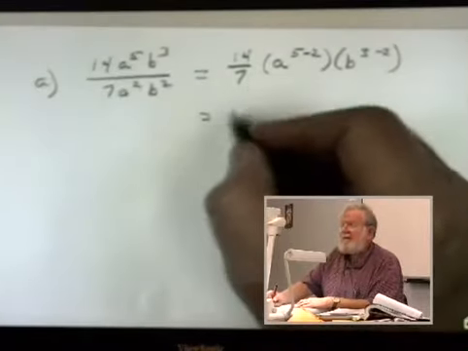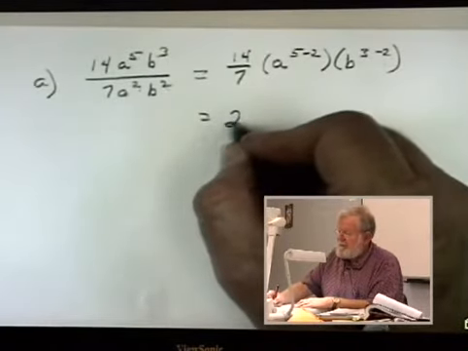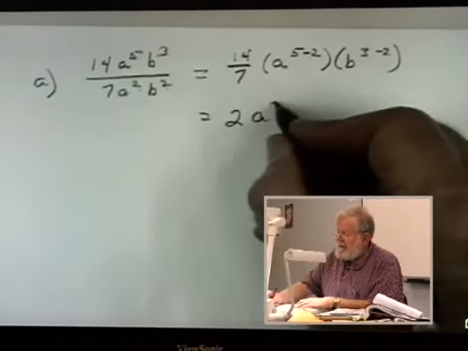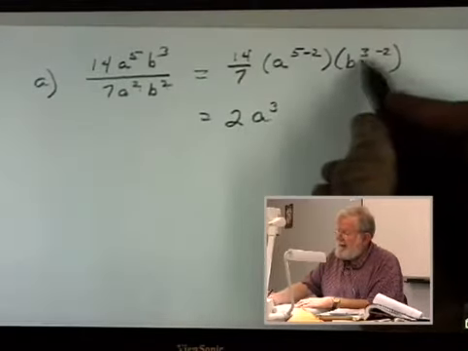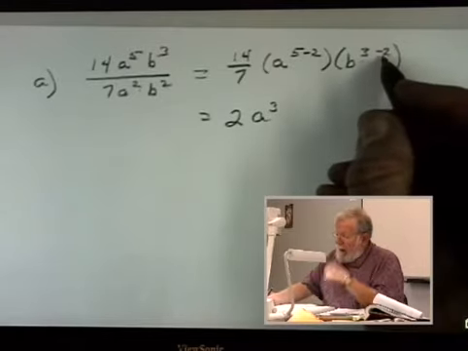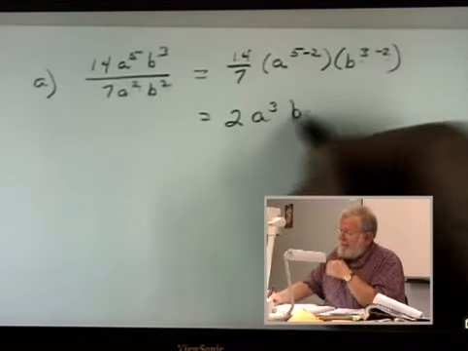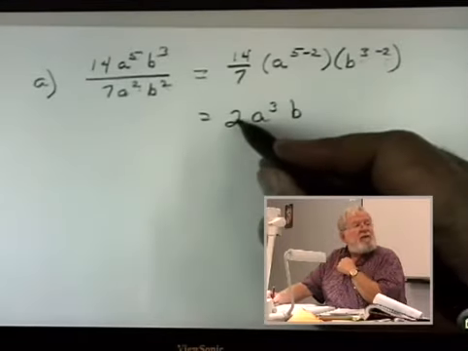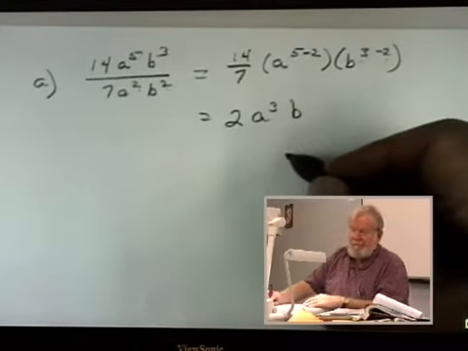Well, what's 14 divided by 7? 2. A to the 5 minus 2 is a to the 3rd. And b to the 3 minus 2 is just b to the 1. And we don't write the 1, we just know it's there. So that's just 2a cubed b.